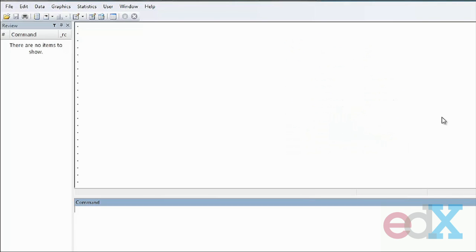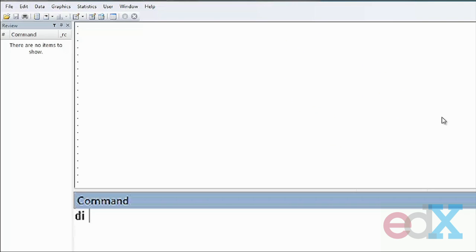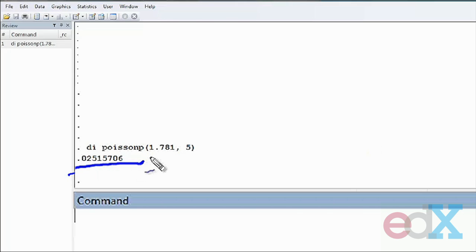To calculate the probability that y is equal to 5, we're going to use the Poisson P command. And we're interested in making inference for Census Tract 2 now. We saw that the mean in Census Tract 2 was 1.781. So I type my mean in first, and then next I'm interested in the probability that it's exactly equal to 5. I perform that calculation and I find that the answer is about 2.5%. So the probability that we observe exactly 5 breast cancer cases in Census Tract 2 is 0.025.